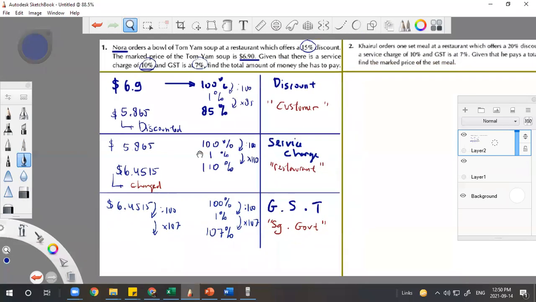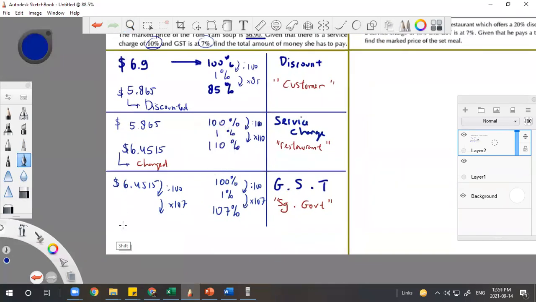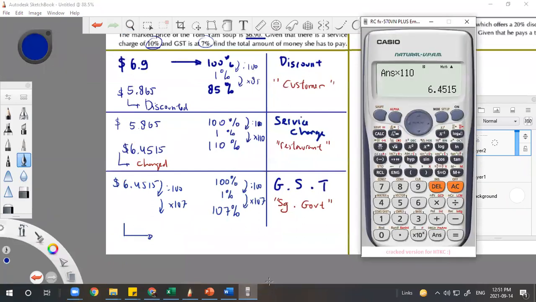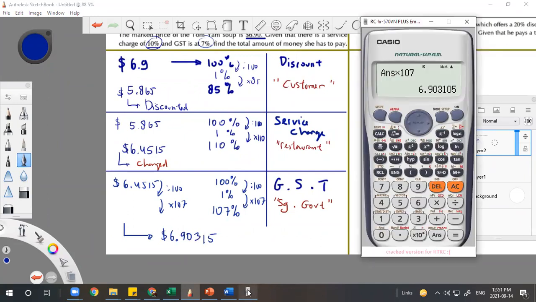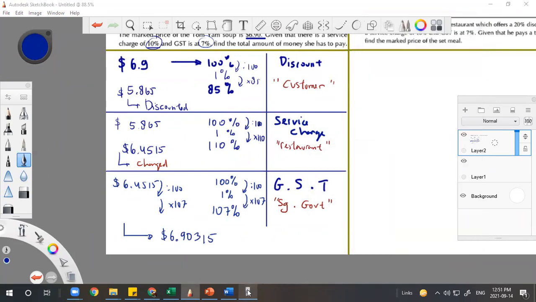Divide by 100, multiply by 107. So this will be the value of Nora has to pay. 6.4515 divide by 100, multiply by 107. 6.903. Yeah, you may round 105. So you can just simply $6.9. You lihat.